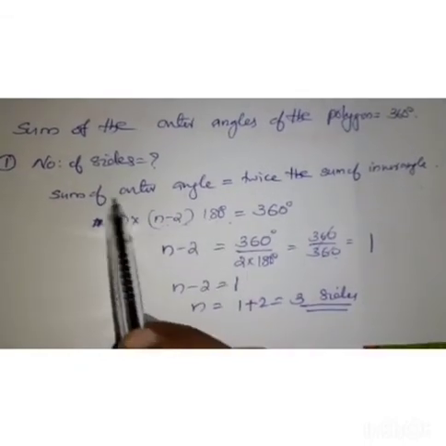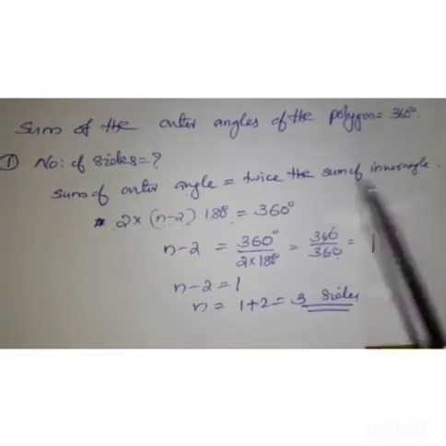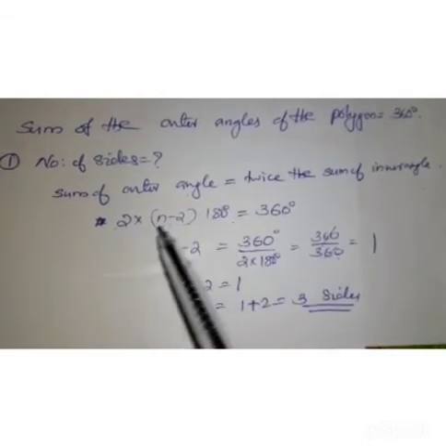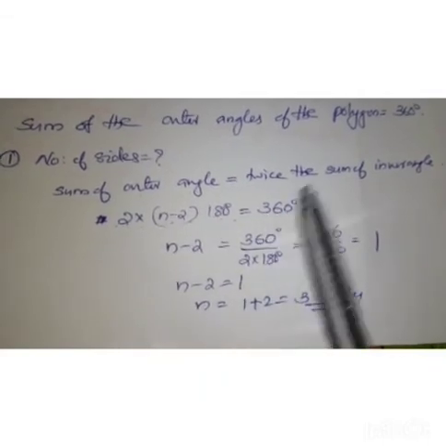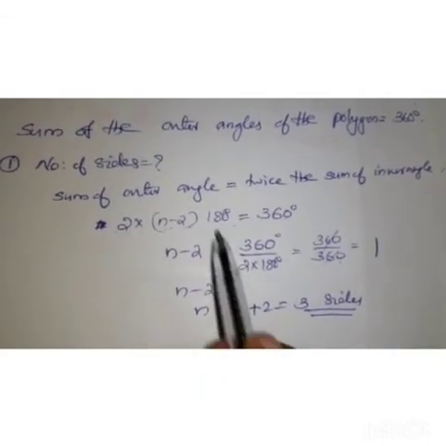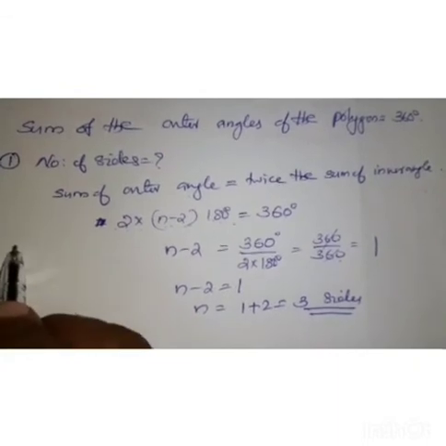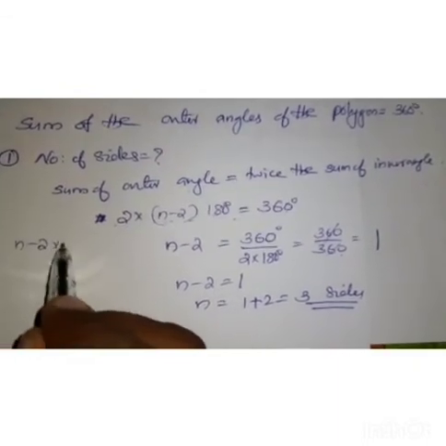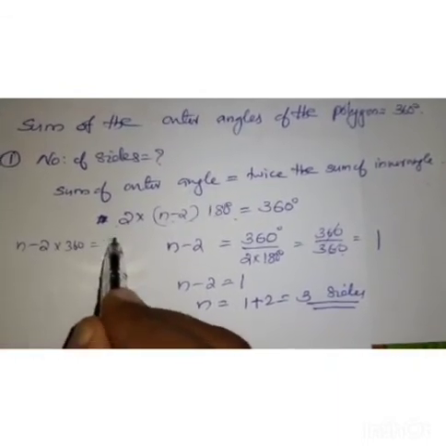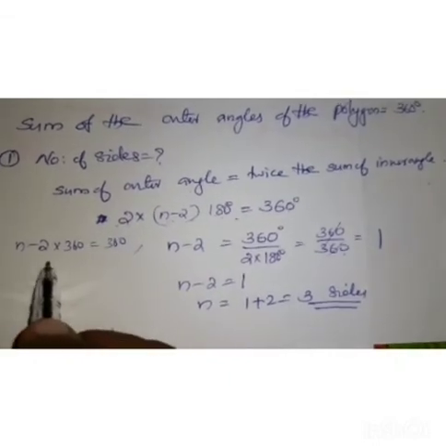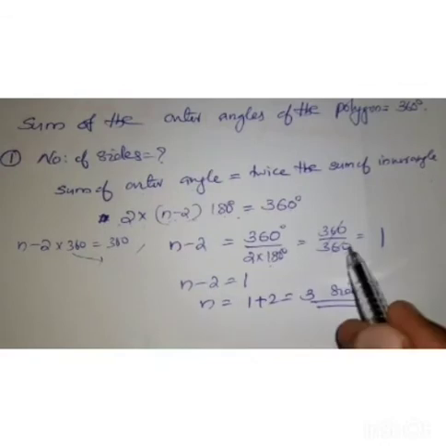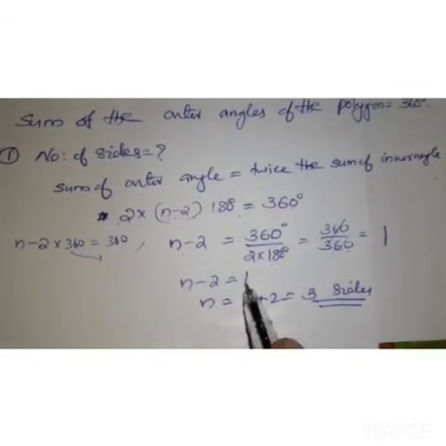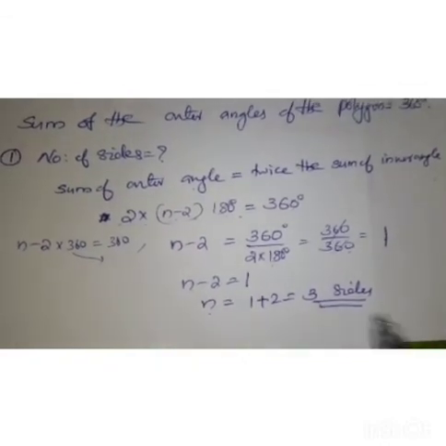So sum of outer angle is 360. Sum of inner angle is n minus 2 into 180. So twice the inner angle: 2 into n minus 2 into 180 is 360. Then 2 into 180 is 360, that should be divided. So n minus 2 into 360 is equal to 360. Then n minus 2 is equal to 360 by 360 is equal to 1. N is equal to 3 sides.